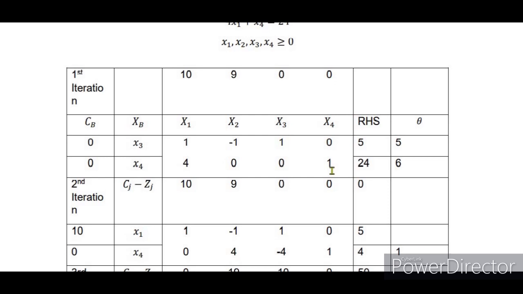So we will choose the highest positive value of Cj minus Zj, which is 10. Then we will compute the theta using the RHS value over the value under the column of the highest positive value of Cj minus Zj. So 5 divided by 1 is 5. 24 divided by 4 is 6. So we will choose the smaller positive value, which is 5 here. So x sub 3 will be replaced by x sub 1.